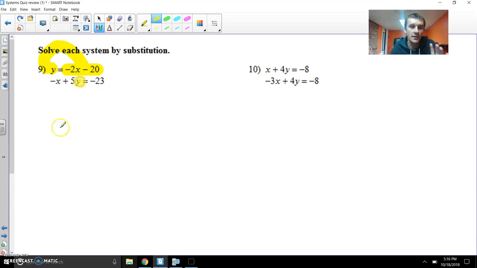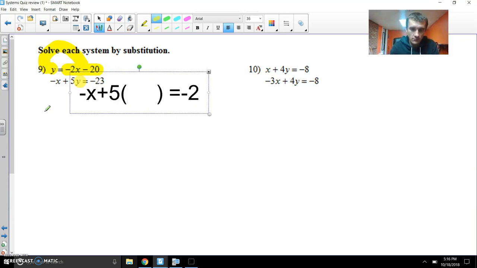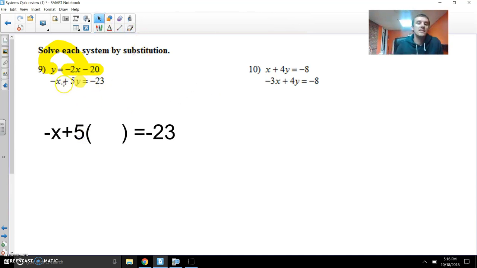So I'm going to go in here and I'm going to plug in that other y, exactly what I got. But I don't want to lose what I had. So I'm going to take a moment just to type that, just to see it. -x plus 5y, but not y. I'm going to plug in -2x minus 20. Sorry, it's kind of sloppy.